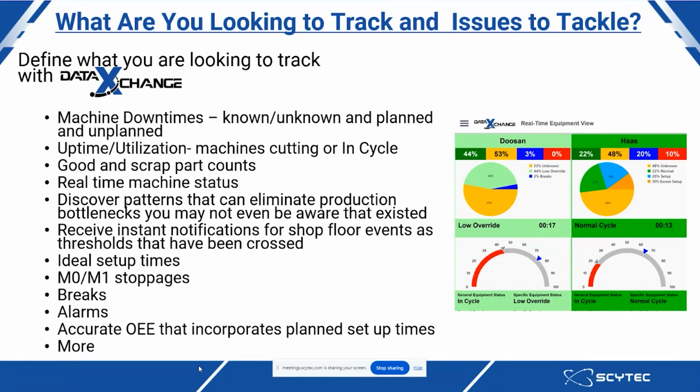DataXchange can track machine downtimes, which can be split into both known and unknown and planned and unplanned downtimes, as well as machine utilization if they're cutting or in cycle, good and scrap part counts, as well as things such as M1 and M0 stoppages, breaks, alarms, as well as, I mentioned before, you can discover some hidden bottlenecks and then also be alerted via instant notification after an event has happened or a certain user-defined threshold has been crossed.